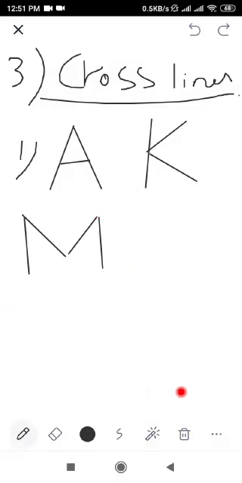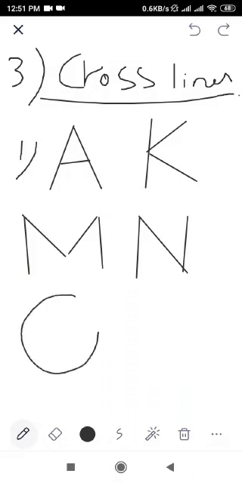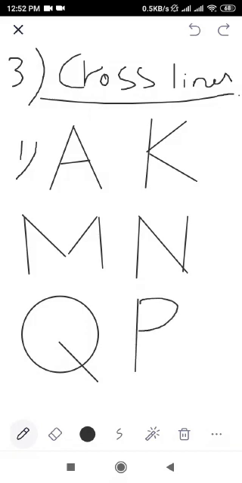After that, in letter N also, to complete the letter N, one cross line is required like this, right? Next, you can use the cross line in letter Q also, right? You write the Q like this. So after making a circle, you need to put a small cross line to complete the letter Q. Then in letter R, if you write like this, it is P. Now, if you add a cross line, it has become letter R.